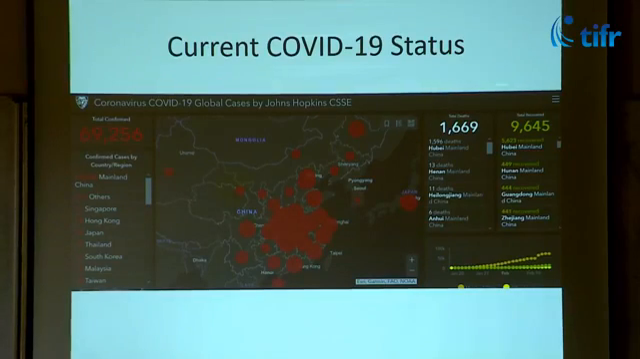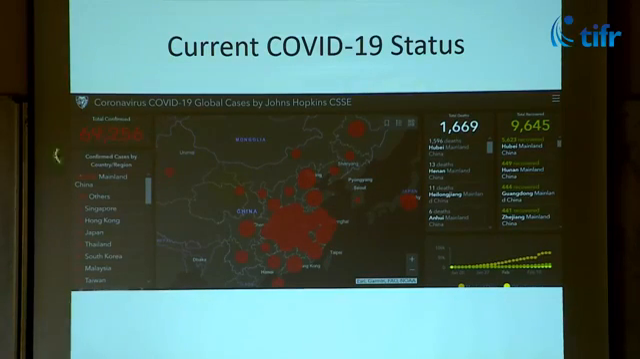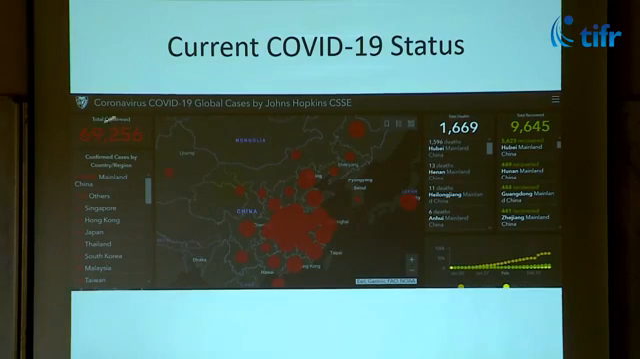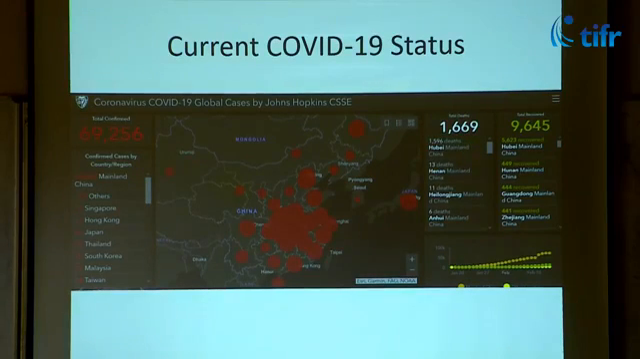And this is the current COVID status. This is a site which shows exactly what numbers the disease is at right now. Just before we started this presentation, the number was 69,256, out of which 1,669 have died. So this is a site that you can use to live track where the virus incidences are. You can see the maximum cases are here, but if you go a little bit to this side, you will see that India also has a couple of cases of coronavirus now.